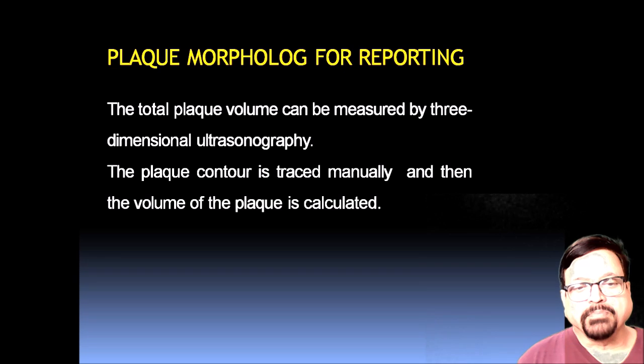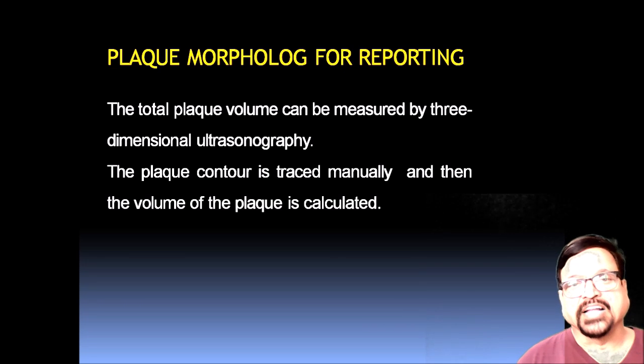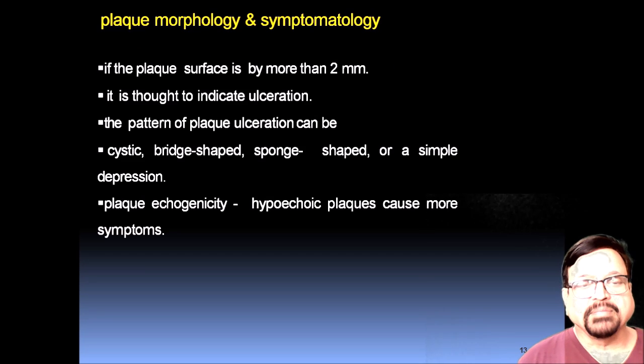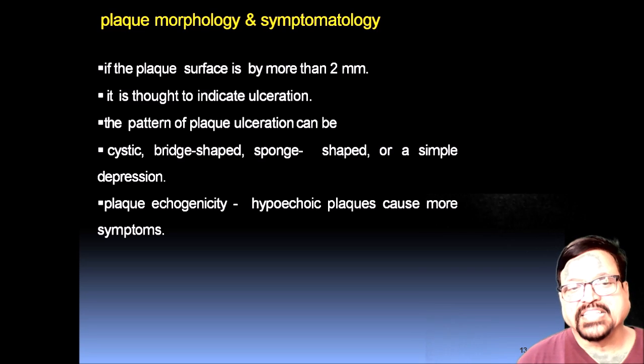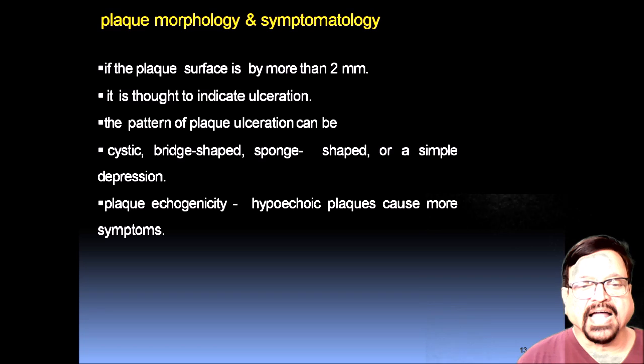Now, the total plaque volume can be measured by three-dimensional ultrasonography. The plaque contour is traced manually and then the volume of the plaque is calculated. Now, if the plaque surface irregularity is more than 2 millimeters, it is thought to indicate ulcerations even if we do not see them on studies. The pattern of plaque ulceration can be cystic, that is, it can just look like a cyst, it can be bridge-shaped, it can be sponge-like, or it can be a simple depression. So these are the appearances of the plaque ulcerations.